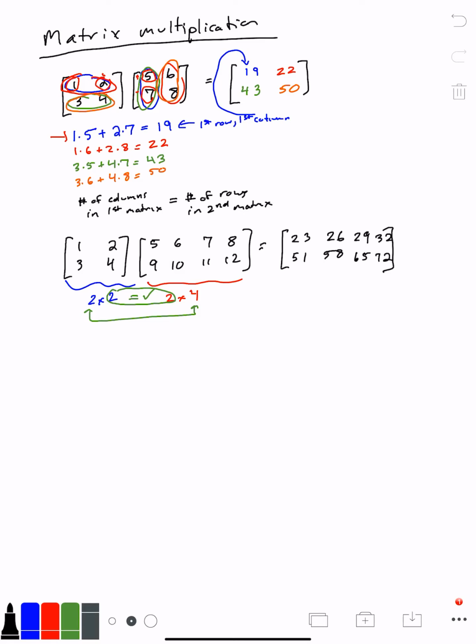Now, what if I had done things in a different way? What if I, for example, had put the 5, 6, 7, 8 matrix first?